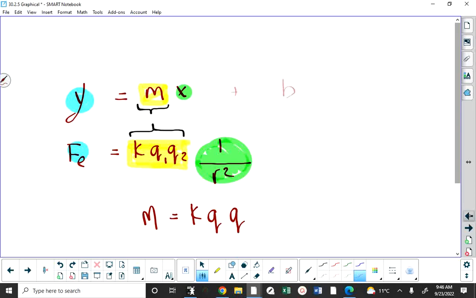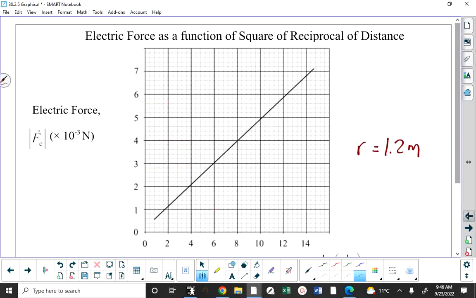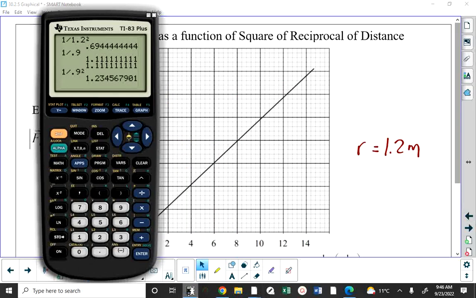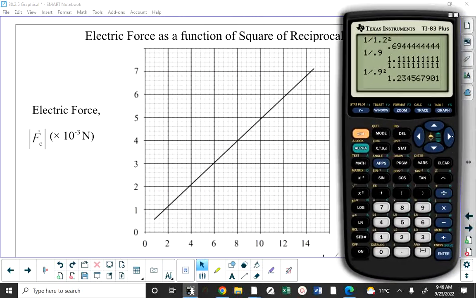Now, given that I don't think I really want to assign a lot of homework, let me show you how you can determine the slope along with the y-intercept on your calculator without doing anything on paper.